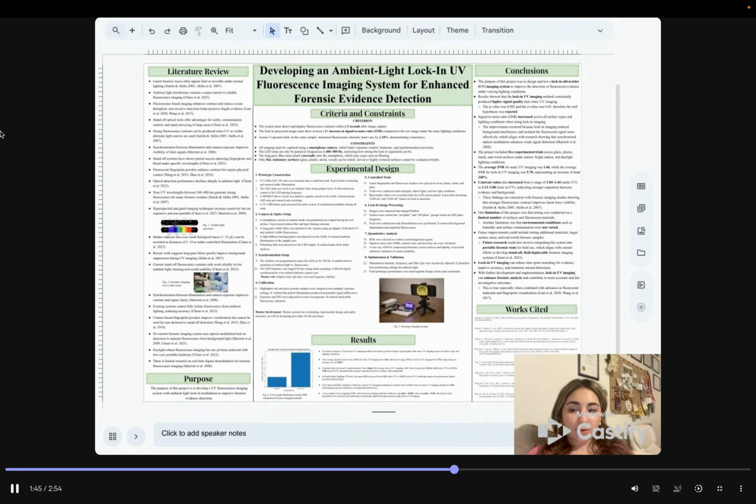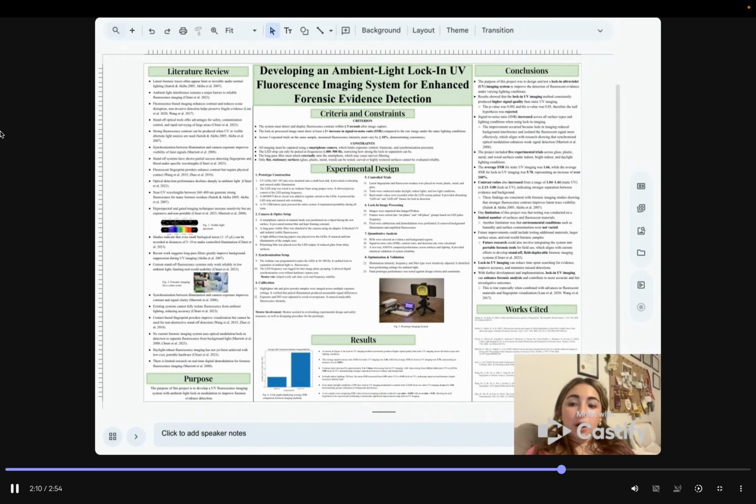Across a total of 20 trials, the results were statistically significant. The average signal-to-noise ratio increased from 1.66 with static UV imaging to 5.70 with lock-in UV imaging, which is over a 240% improvement. The p-value was 0.002, meaning the improvement was highly unlikely to be due to chance. Contrast ratios also increased substantially across all surfaces and lighting conditions.